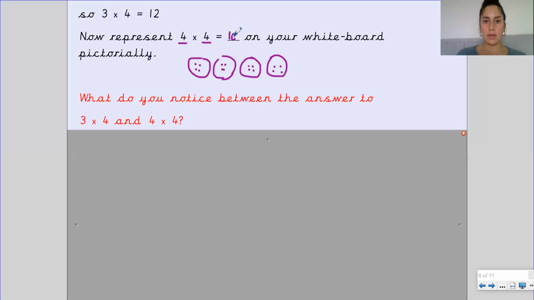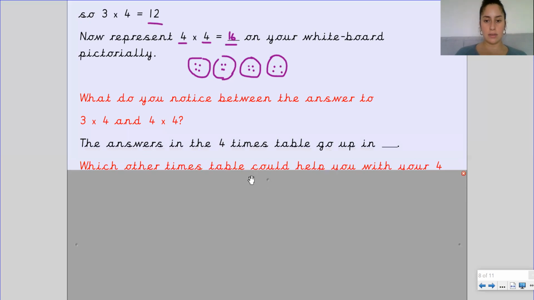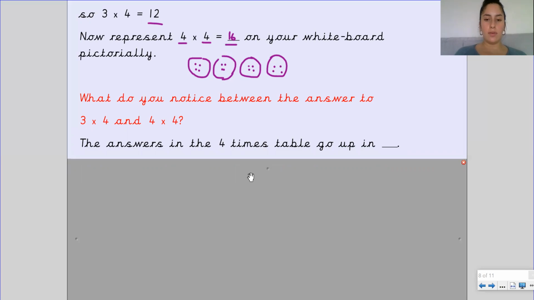So you know that 3 times 4 equals 12 and 4 times 4 equals 16. Pause the video and look at the answers carefully. What do you notice between the answer to 3 times 4 and 4 times 4? Okay, so we know that this answer is 12 and this answer is 16. What do you notice?